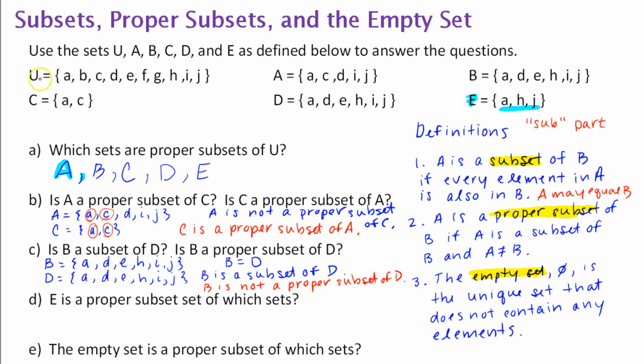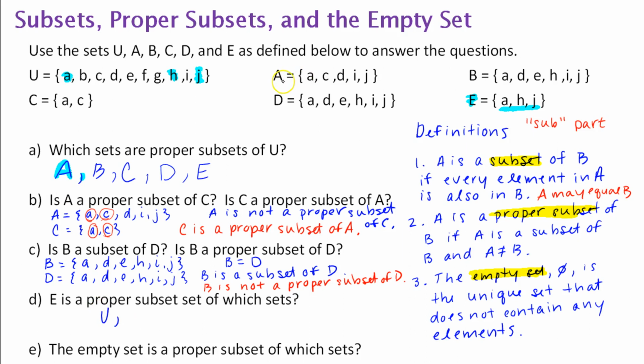So let's go to the set U, and we're going to look, does U have the elements A, H, and J? We actually did this in Part A, but we'll do it again anyway. I'm going to highlight, you could highlight, circle, whatever you need to do. The elements A, H, and J are in U. So that means E is a subset of U. And again, there are other elements, so it's also a proper subset. So we'll list U down here.